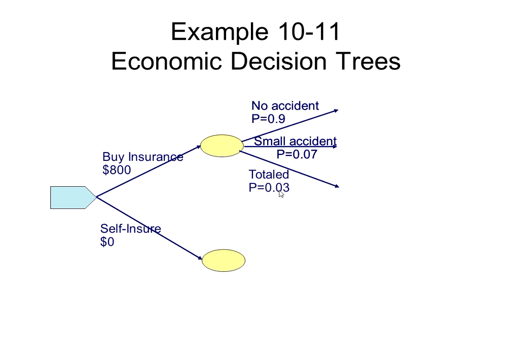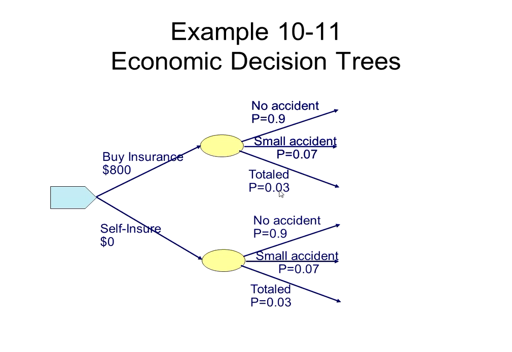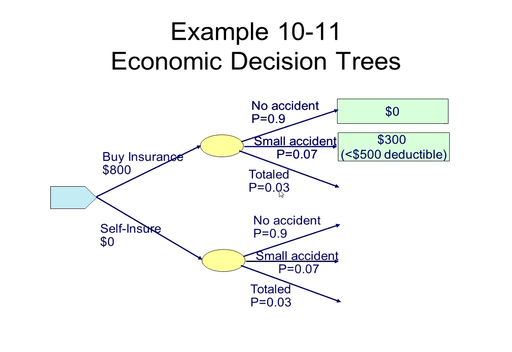However, we can find, and the same again for self-insurers, the same exact thing, we can find the expected values, right? So if there's no accident, we're not going to pay anything. If there's a small accident, we're going to pay $300 because what it costs us to fix things is less than our $500 deductible.